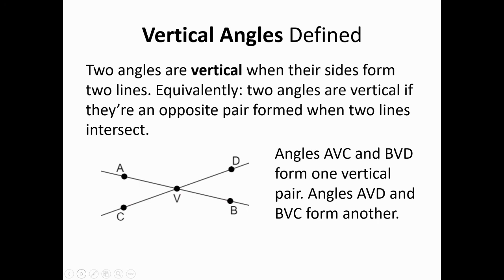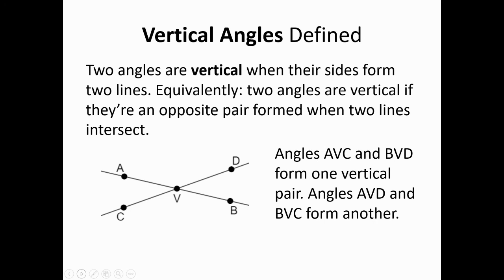We will prove theorems in chapter 3 about adjacent angles of a particular type, and we will also prove a theorem about vertical angles. For now, we simply define them, but we will find that these are extremely important ideas. We say that two angles are vertical when their sides form two lines.